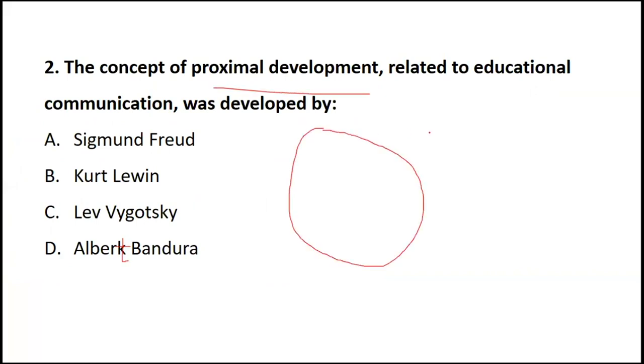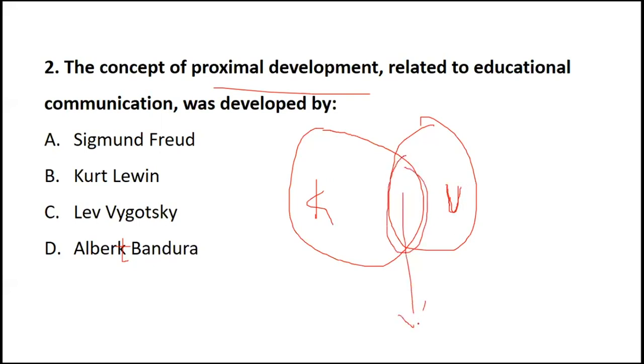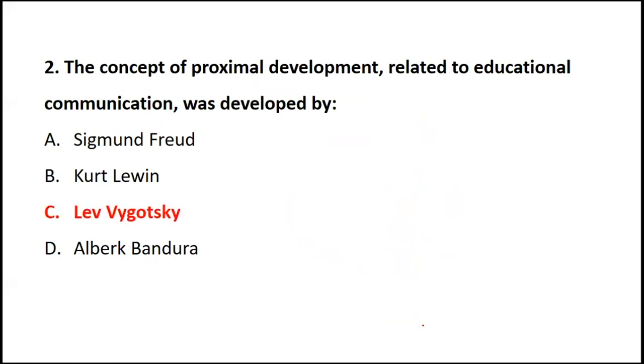If you remember the concept of proximal development, there is something which the child knows and something which the child does not know, which is unknown, but with the help of the peer group or the teacher's assistance, this is the zone of proximal development where the child understands certain things. So who has given this concept that is related to educational communication? Apart from the given options, the zone of proximal development is given by Lev Vygotsky, as a concept related to educational communication.